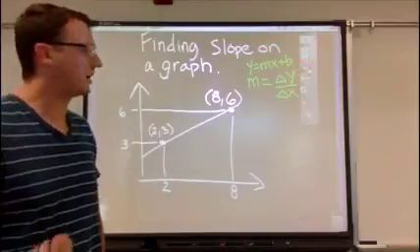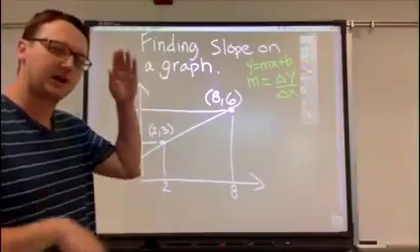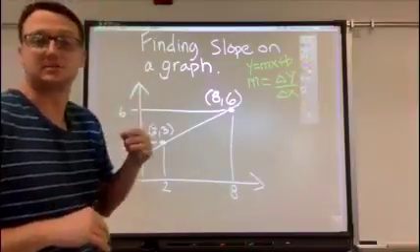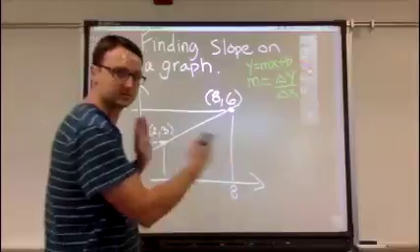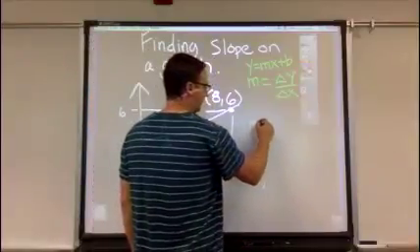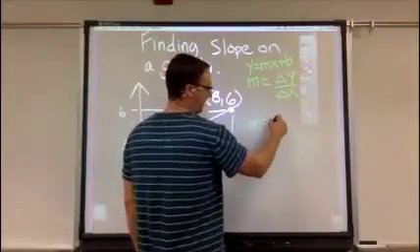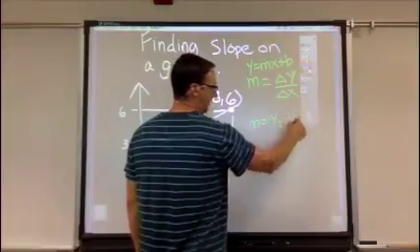So we're looking at the change in y. How does y change? Does it get bigger? Does it get smaller? And then we also look at x. How does x change on that too? So x goes this way. So m equals the change in y, y2 minus y1.